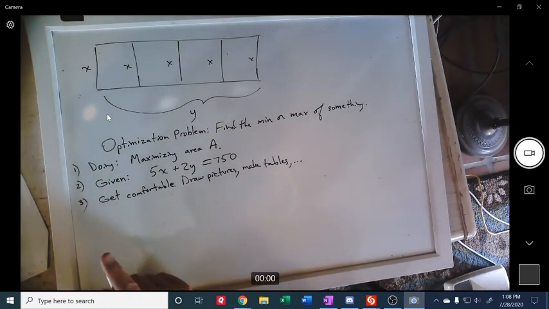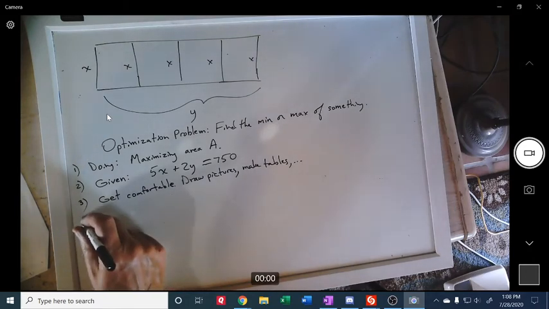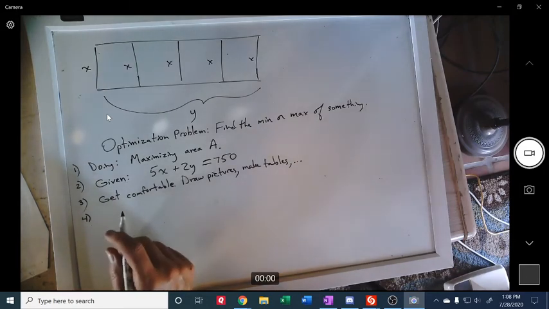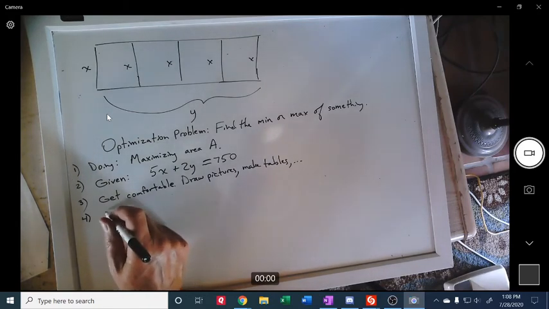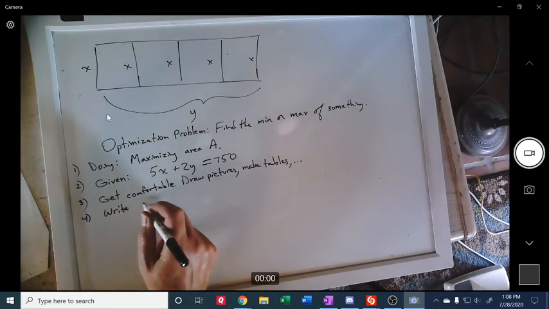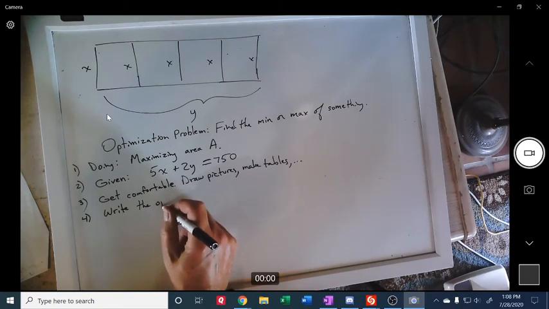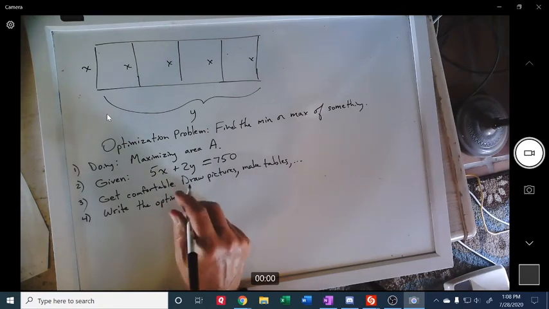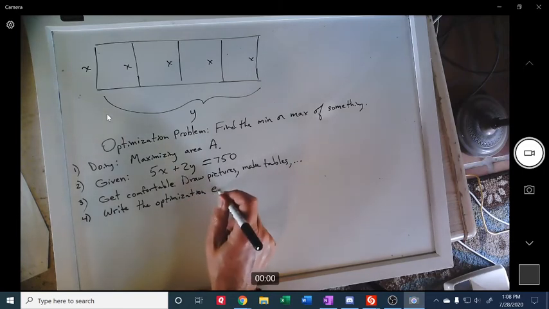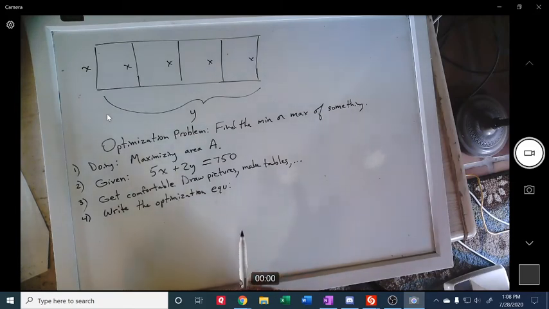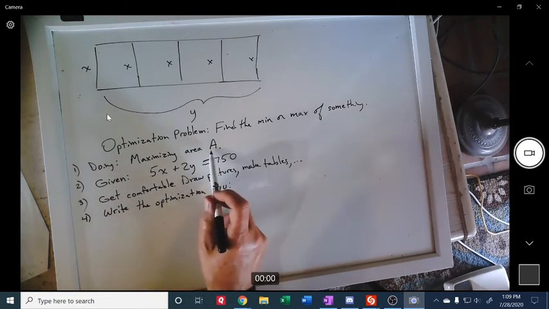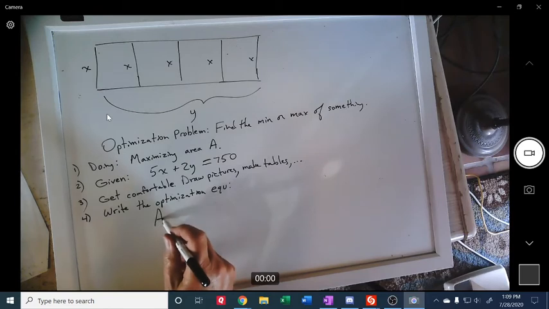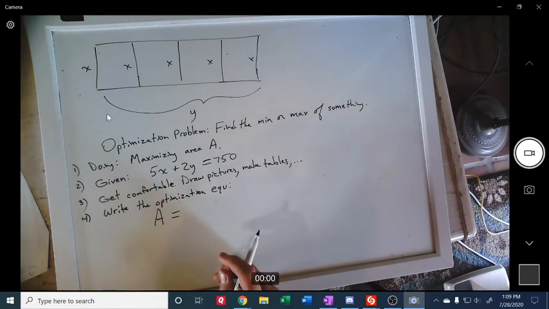All right. Now, number 4. Optimization equation. Now, the optimization equation has to start with the variable that you're trying to maximize or minimize. A equals.